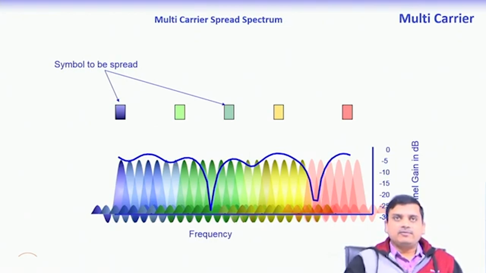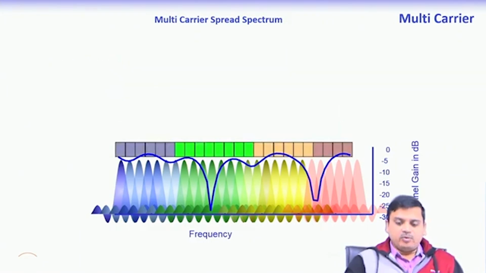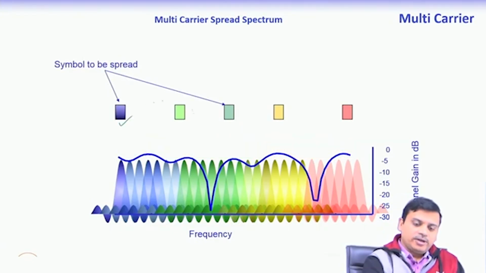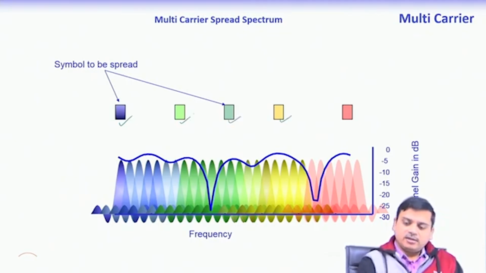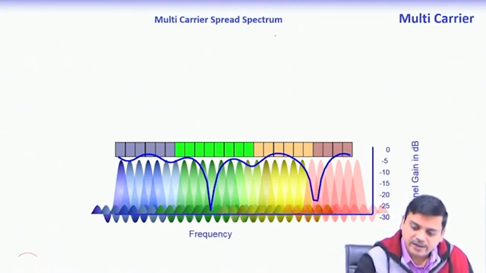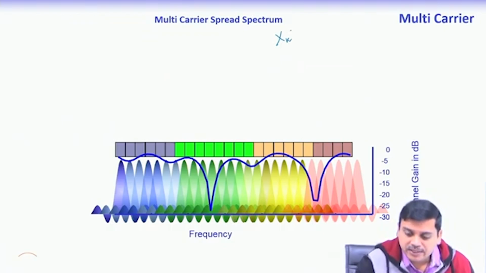So, let us say we have these colored symbols which require to be spread, and they get spread as depicted in the next picture. So, we have color coding to help us understand the picture, right. Now we have expanded these signals. Now, how did we do it? We had x of k, let us say, which was going into the IDFT at the transmitter and coming out as x of n.